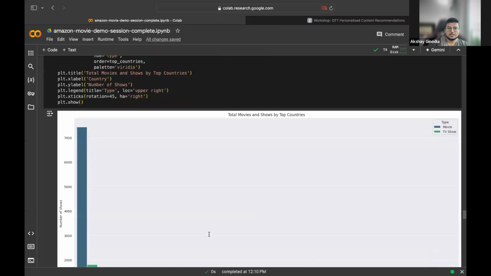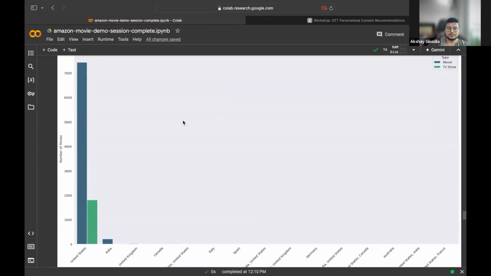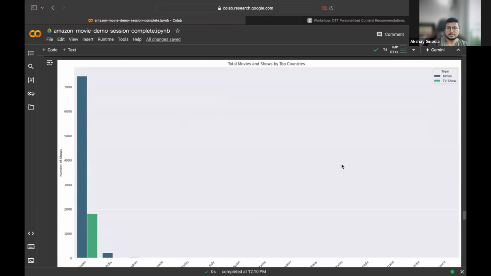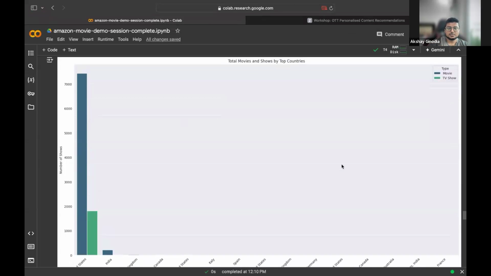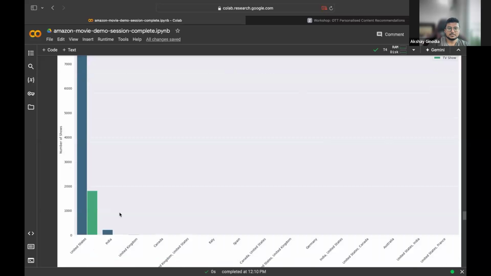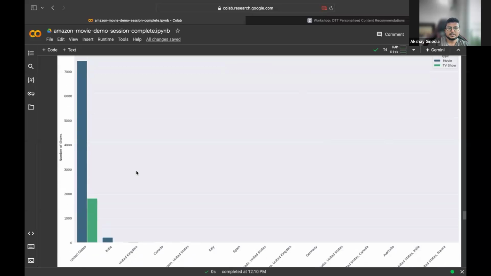Now let's look at the country. Like I was saying, we look at the country also, which is why I could not find it then. But it's mainly dominated by the United States, some bit of India, and the rest is minority. These are the total number of movies and shows by country. The blue bar is the movies, the TV shows are the green bar. So the United States is dominating it.